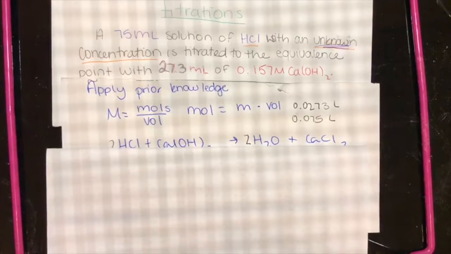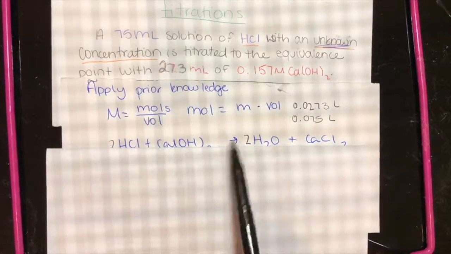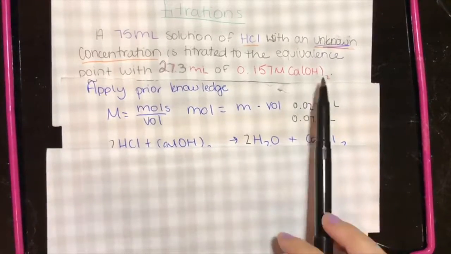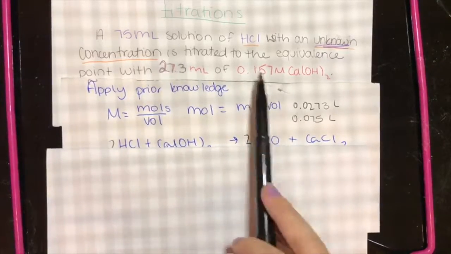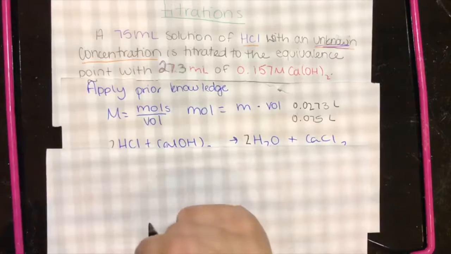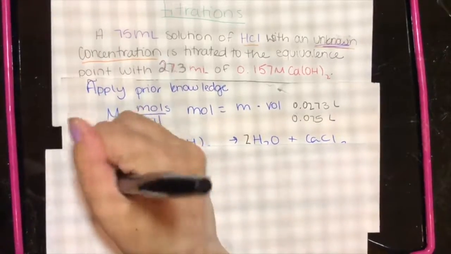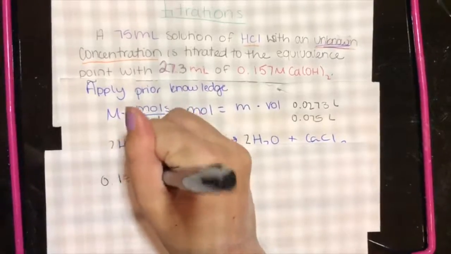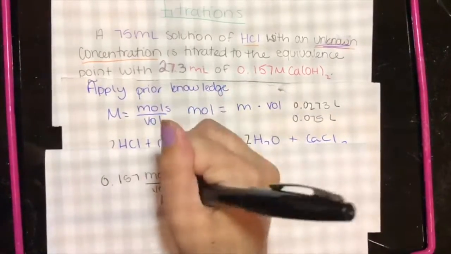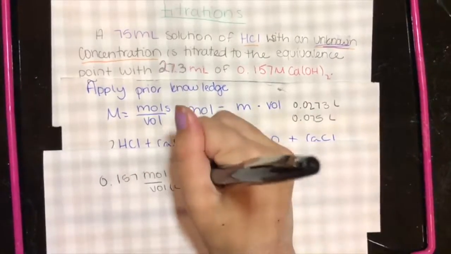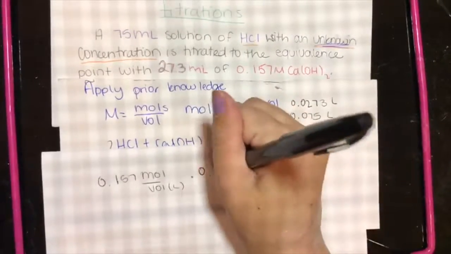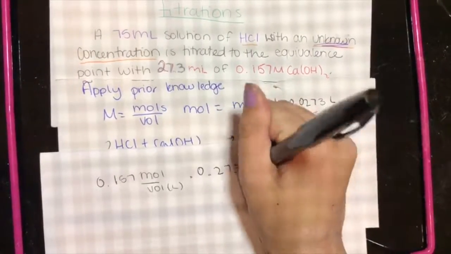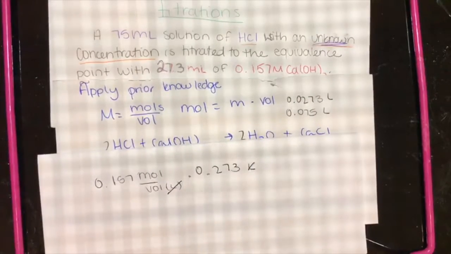Now you are finally ready to work the problem. The first thing we're going to do is find the amount of moles that are in the calcium hydroxide solution. Since we know that molarity is just moles over volume, we're going to write 0.157 as molarity as 0.157 moles over volume, which is liters, times the liters of the solution, which is 0.0273 liters. Then your liters will simply cancel out, and you are left with the moles of the solution.